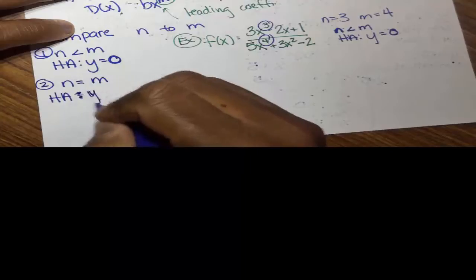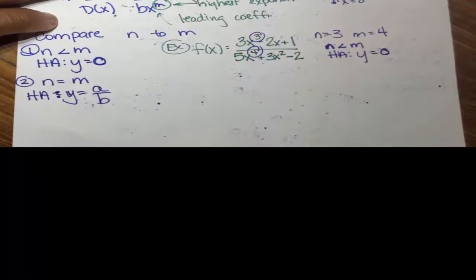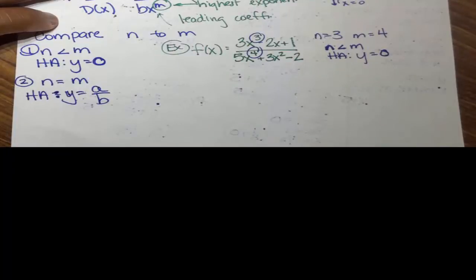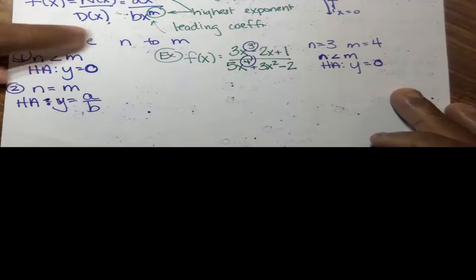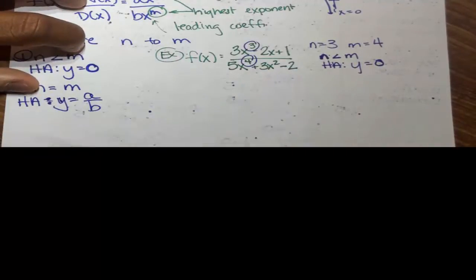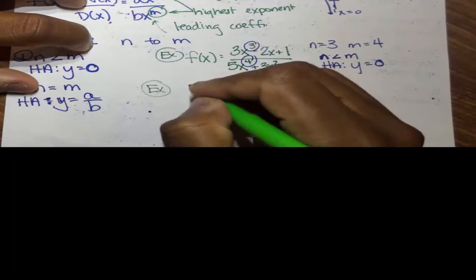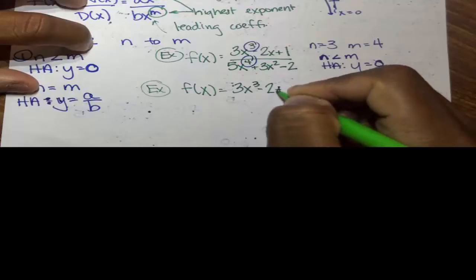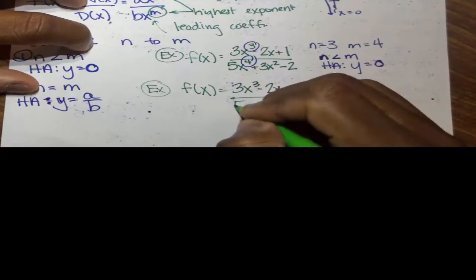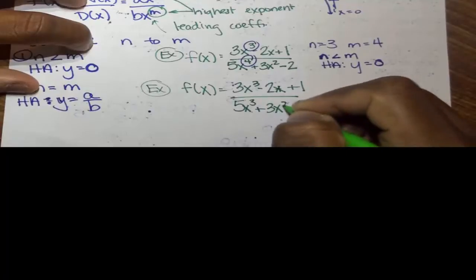Second one, when n is equal to m, HA is always going to be y is equal to a over b. And if you look here, a over b is going to be the coefficients of the leading coefficient term. So here's an example. Take the function f of x is equal to 3x cubed minus 2x plus 1 over 5x cubed plus 3x squared minus 2.